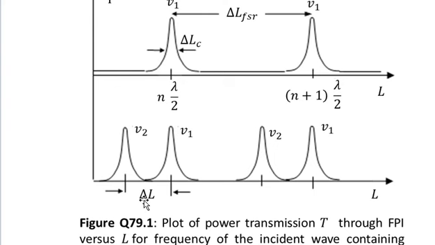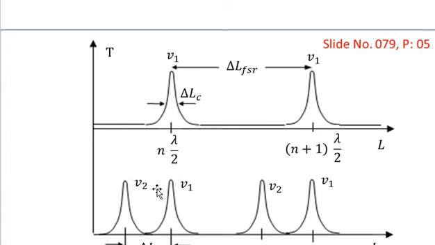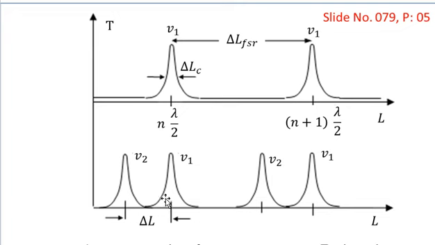You see that if the separation between the two frequencies nu 1 and nu 2 is smaller, then of course these two peaks will be lying closer to each other, and the resolution will only be possible when this delta L, which is the separation between the centers of the two peaks, is at least equal to delta LC or greater than that. The minimum requirement is that delta L should be equal to delta LC, so that you can resolve the two peaks in the spectrum, that is the peaks due to frequency nu 1 and frequency nu 2.